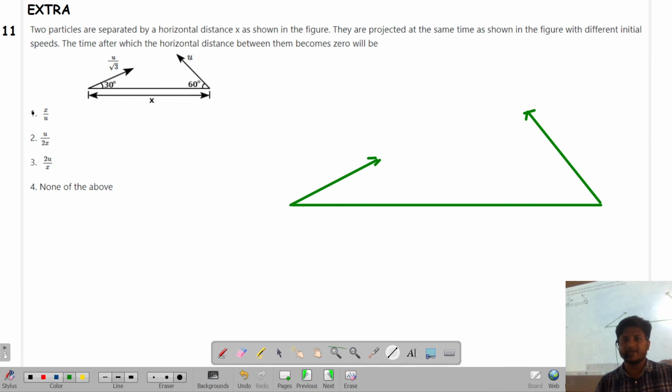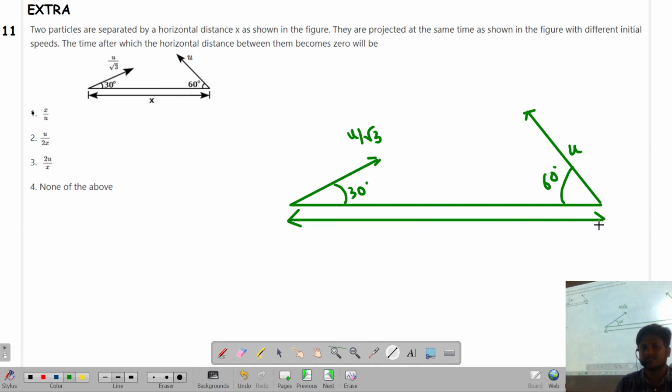Two projectiles are there. One is thrown with velocity of u by root 3 at an angle of 30 degree. Another projectile is thrown at an angle of 60 degree, and the velocity of the projectile is u. The question is asking to find the time after which this horizontal distance between these two projectiles, x, should become 0. How to do this problem?